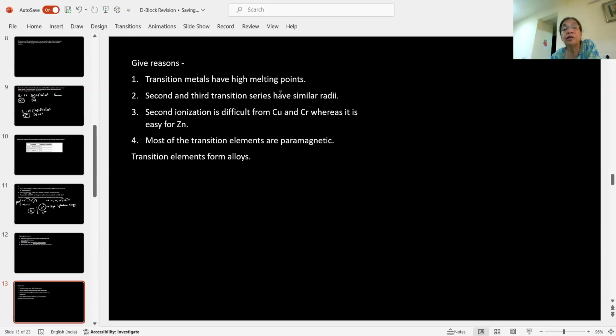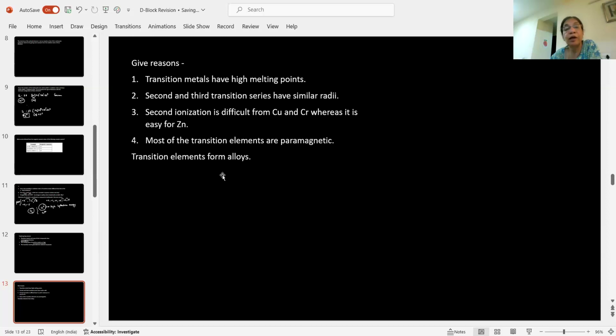Second and third transition elements have smaller radii because effective nuclear charge is more. Then second ionization energy is difficult for Cu and chromium, whereas it is easy for zinc. Because in Cu and chromium, you are going from d5 to d4, and in copper, you are going from d10 to d9. So that second ionization energy is high. And in case of zinc, for the second ionization energy, you are changing to d10. That is why it is less.